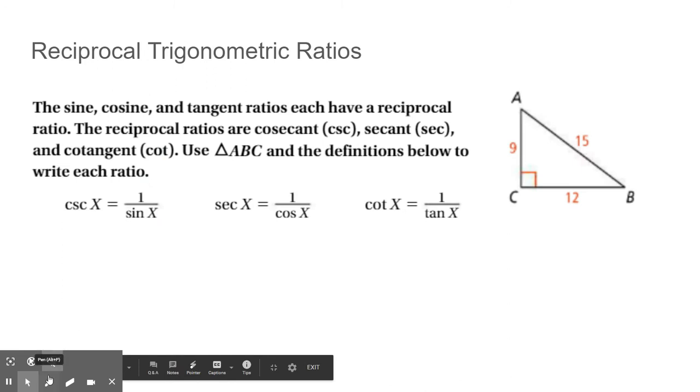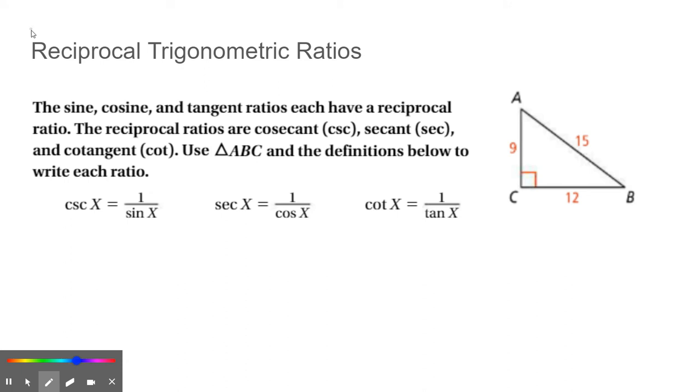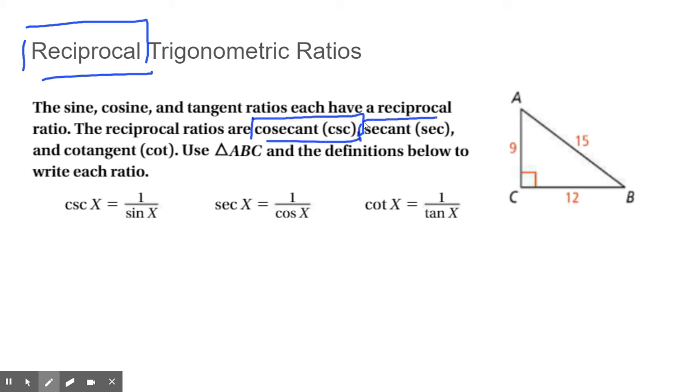The last thing. So we have talked about sine, cosine, and tangent, but there are also what we call reciprocal trigonometric ratios. So aside from the sine, cosine, and tangent, we have things called the cosecant, the secant, and the cotangent. Cosecant, secant, and the cotangent. And they are just the reciprocals of your sine, cosine, and tangent.